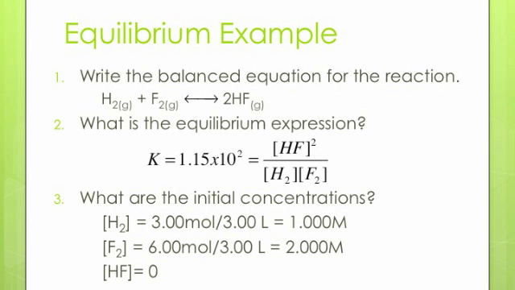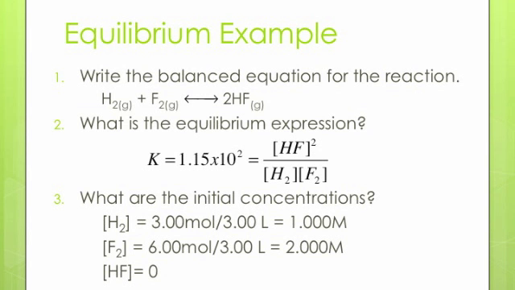We will go through the steps to work through this example. 1. Write the balanced equation for the reaction. We have hydrogen gas plus fluorine gas yields 2HF gas. 2. Write the equilibrium expression using the law of mass action. 1.15 times 10 to the second, which is K, is set equal to the concentration of HF squared divided by the concentration of hydrogen gas multiplied times the concentration of fluorine gas.